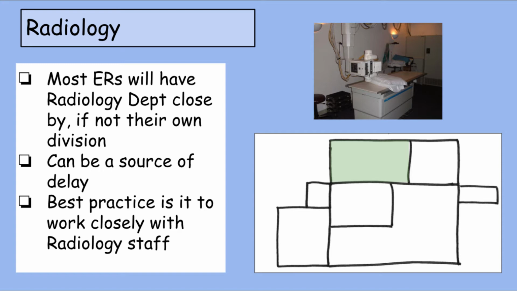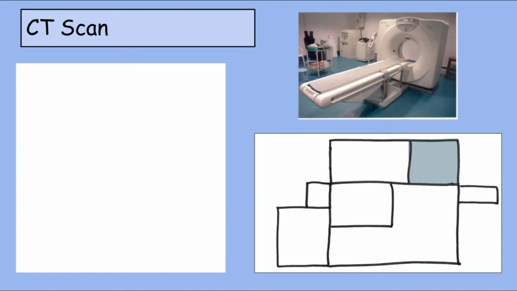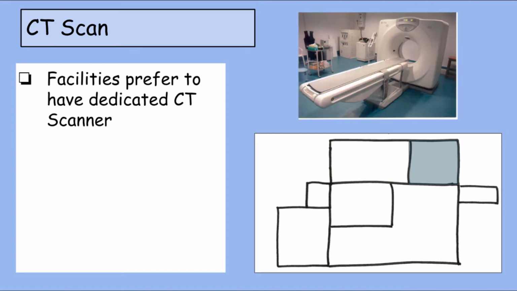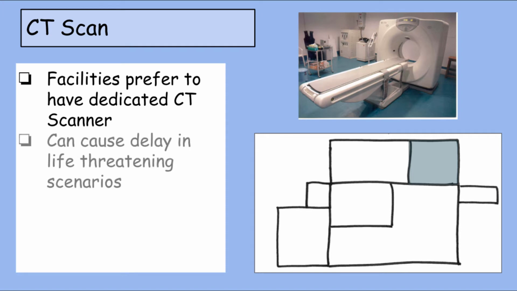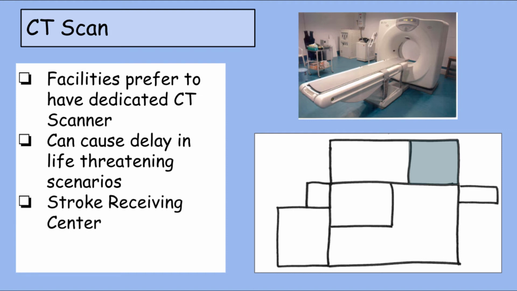All right, so let's move on to the CT scanner. Some emergency rooms have a dedicated CT scanner. Many do not, so they basically share it with the hospital. So this can become a source of delay. If you wanted to order a CT, you have to think about the time it would take to do that. And that should play into how you're ordering your tests. Stroke receiving centers have to have a CT scanner available, and that's important to be able to manage people really quickly.